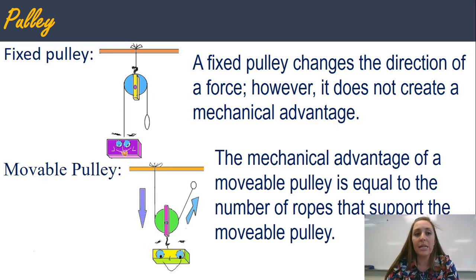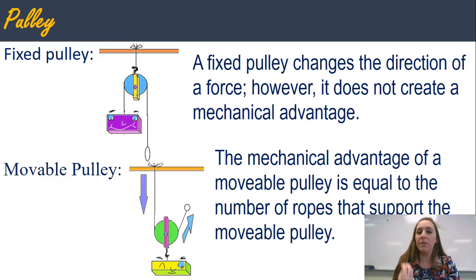There's two types of pulleys. There's a fixed pulley, which just changes the direction of a force, but it doesn't create a mechanical advantage because it doesn't make it any easier to pull it up. You have to put in the same force that the resistance load has.